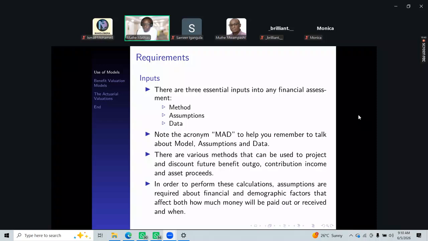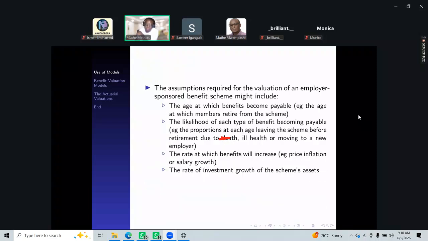And also, of course, you have data, right? Because at the end of the day, we need data, right? So this is obvious. Generally, we use the term MAD, so MAD is just short for model, assumptions and data. This is what you need when it comes to projecting liabilities, or maybe you want to project a return on investment and stuff like that.